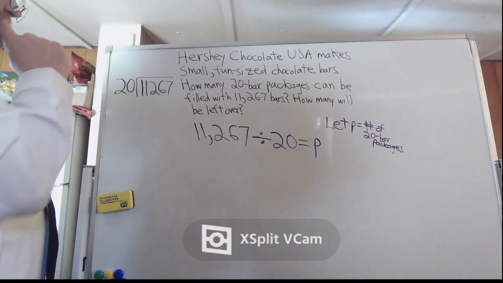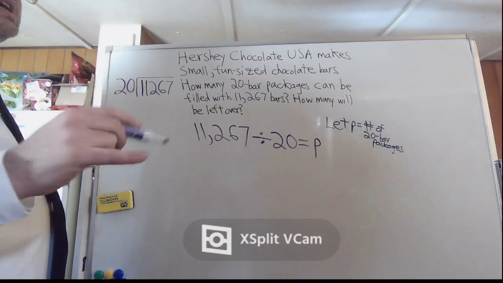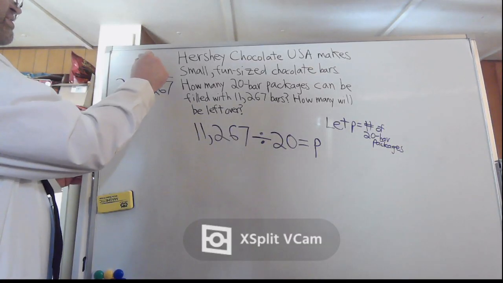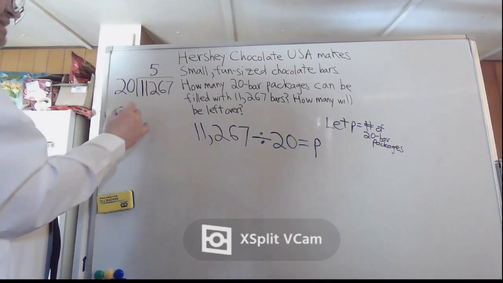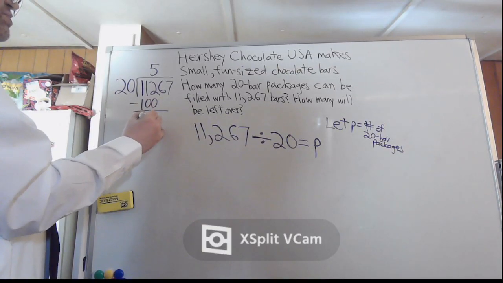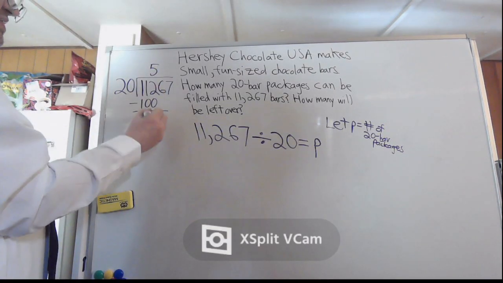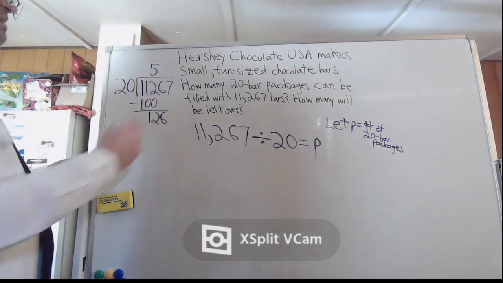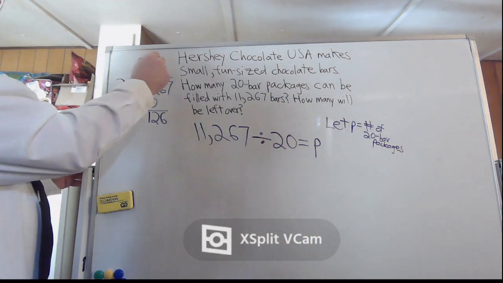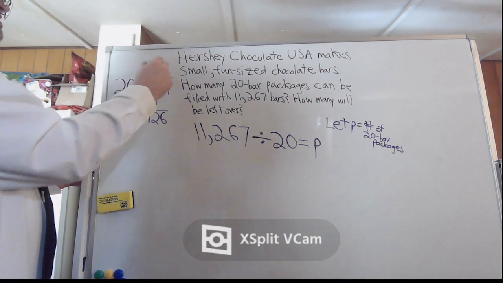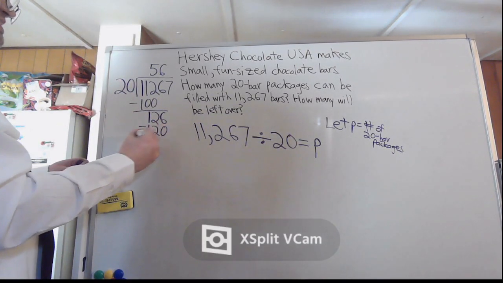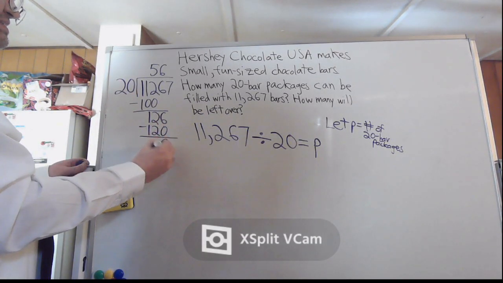20 goes into 112. Well, 6 times 20 would be 120, so it can't be that. It'd have to be 5. So 5 times 20 is 100. 112 minus 100 is 12. Bring down the 6 here from the dividend. So how many times does 20 go into 126? It goes in 6 times. 6 times 20 is 120. 126 minus 120 is 6.